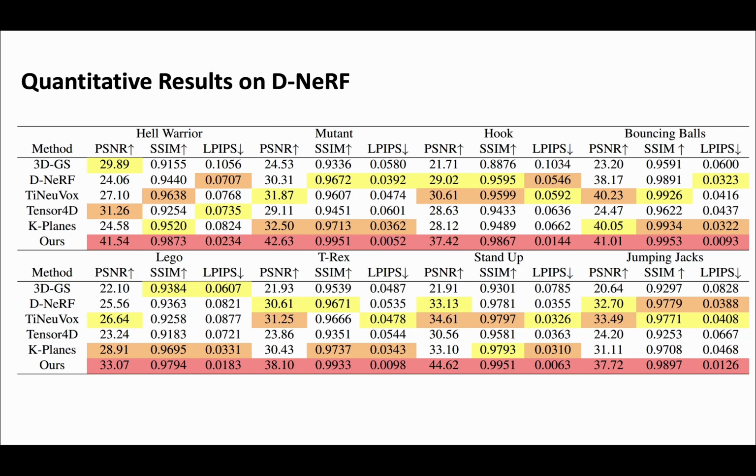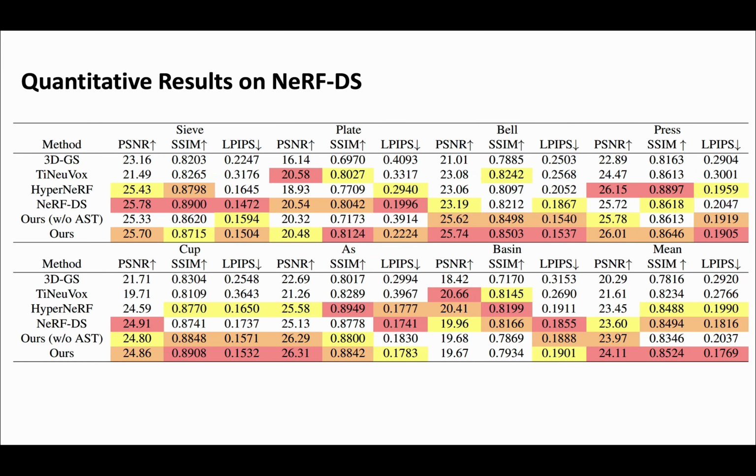On the D-NeRF dataset, we increased the overall PSNR to nearly 40 at full resolution. On the NeRF DS dataset, although our method did not achieve the best results in some scenes, it obtained the best overall rendering quality. It's worth noting that annealing smooth training achieved better results in almost every scene.